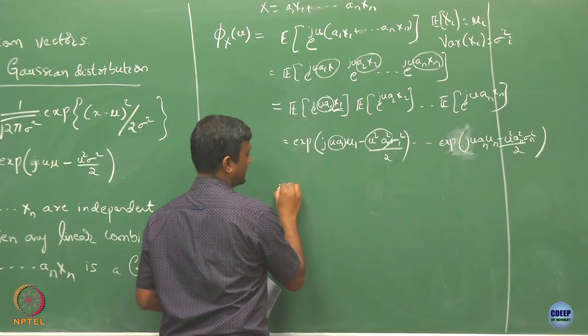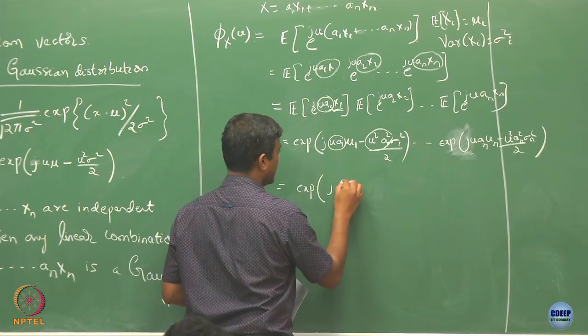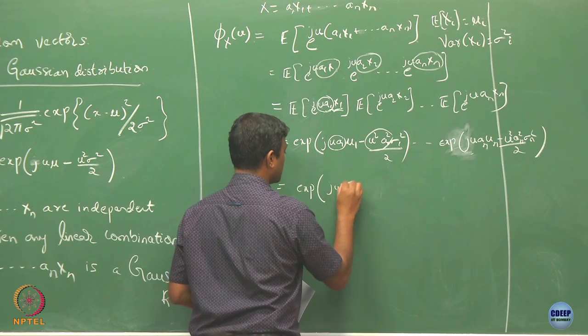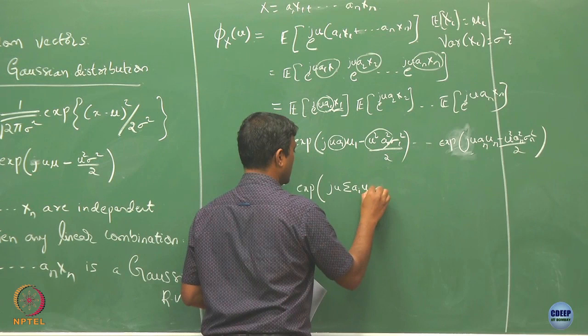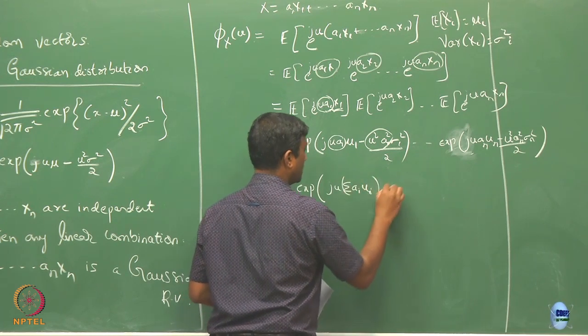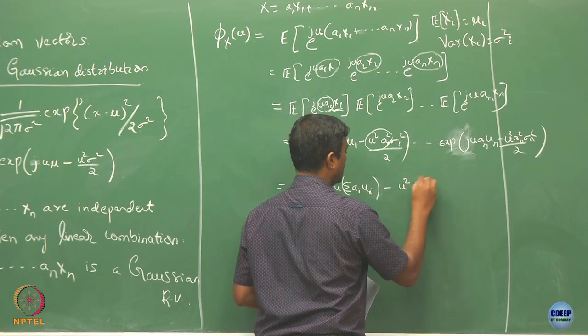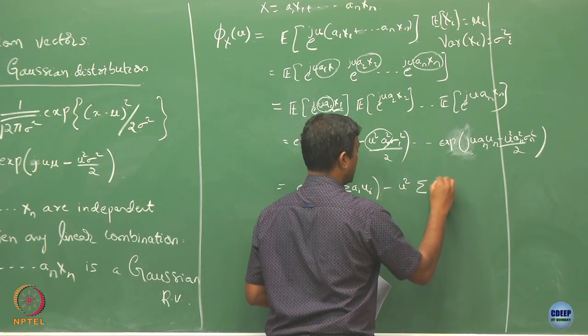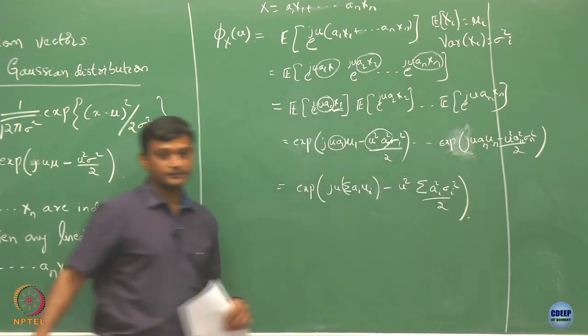So now if I further simplify this, what is this going to look like? It is going to look like j u summation ai mu i, minus u square summation ai square sigma i square divided by 2, right?